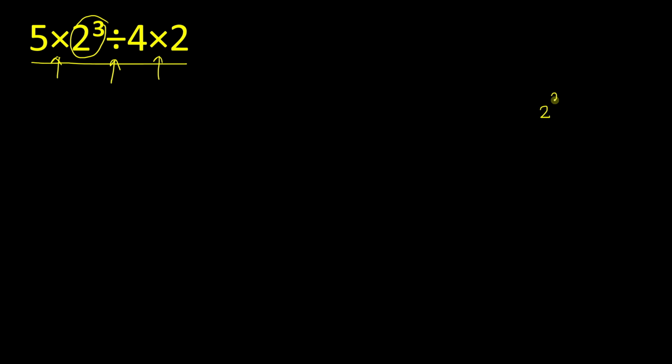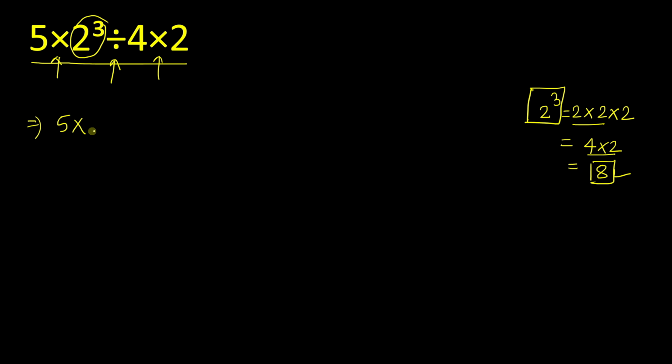And this can be written as 2 times 2 times 2. And 2 times 2 will be 4, times 2. And 4 times 2 will result in 8, which can be written in the place of this 2 to the power of 3. Okay. So we can simply rewrite 5 times 8 divided by 4 times 2.